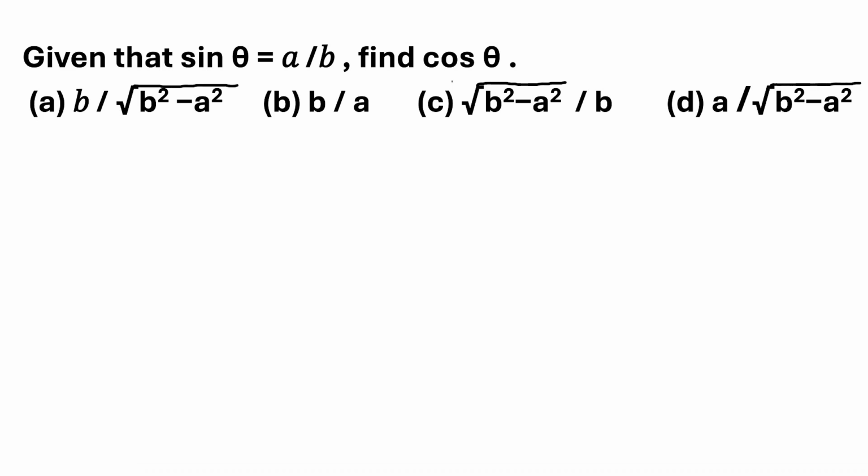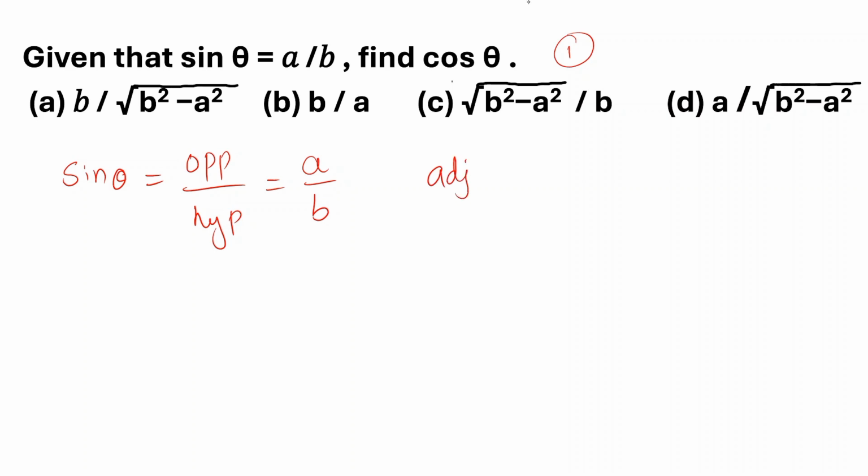Our first question is, given that sine theta equals a by b, find cos theta. So this is for 1 mark question. Okay. Sine theta equals a by b. Sine theta is actually opposite side by hypotenuse, right? This is a by b. So what could be the adjacent side? We can easily write hypotenuse square minus opposite side square, right? This is the adjacent side of that particular angle.